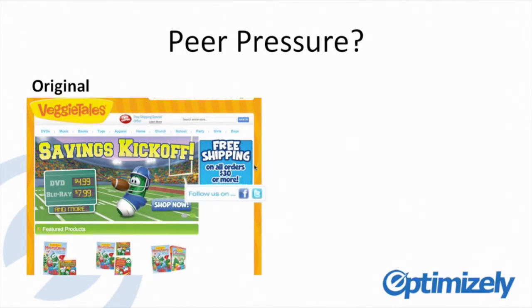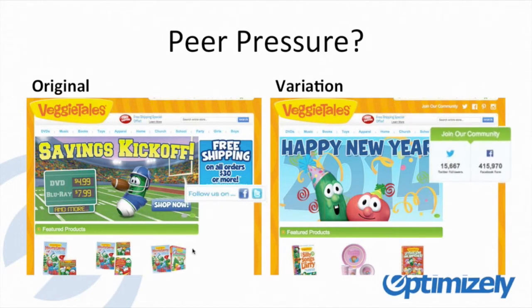So what they did in this test was they went ahead and removed that free shipping banner and made those social icons a bit bigger. So they were nice and big, really visible on the site, and they ran this test, 50% of the traffic to each variation.